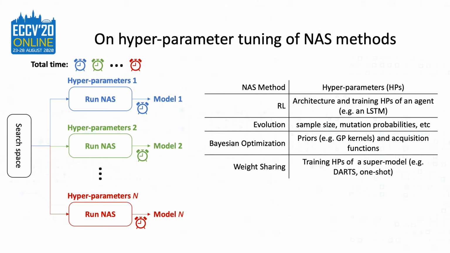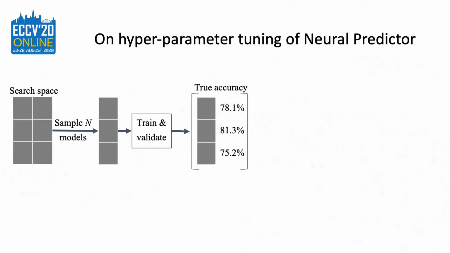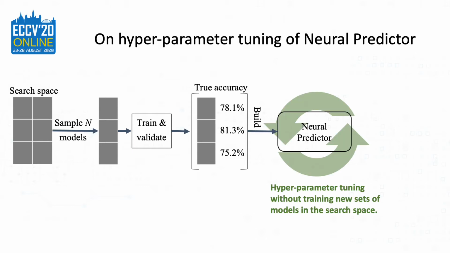The table includes the major hyperparameters for different NAS methods. Unfortunately, when comparing the efficiency of NAS methods, they only compare a single search time under the best tuned hyperparameters. One major advantage of Neural Predictor is that it's very friendly to hyperparameter tuning. Basically, after we train n random models to obtain the dataset, the hyperparameters that we have to tune are the architecture of the regression model and its training hyperparameters.